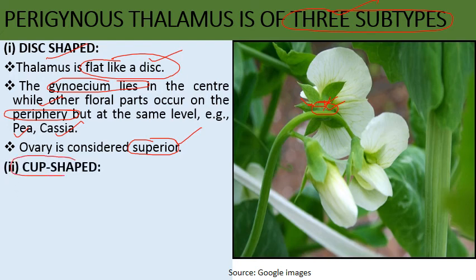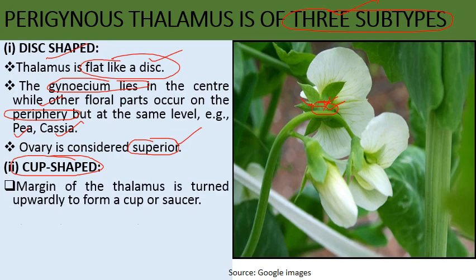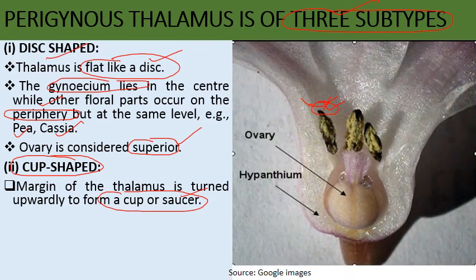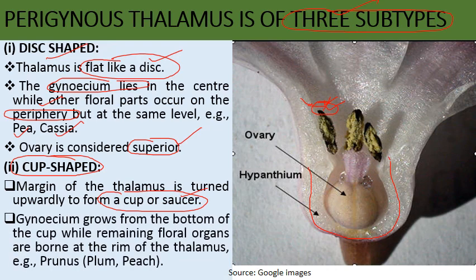Next type of thalamus is cup-shaped thalamus. Here the margin of thalamus is turned upwardly to form a cup or saucer-like structure. For example, in this case, जो thalamus है वो grow करता है turned out upwardly and form this cup-like structure. और जो floral parts हैं वो इसके margin से arise होते हैं, thalamus के margin से floral parts arise होते हैं. Gynoecium grows from the bottom.